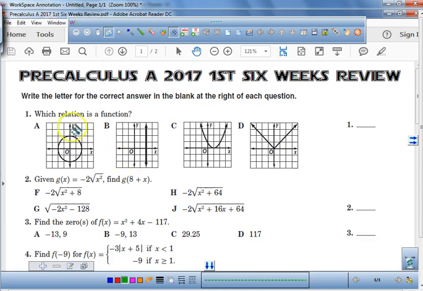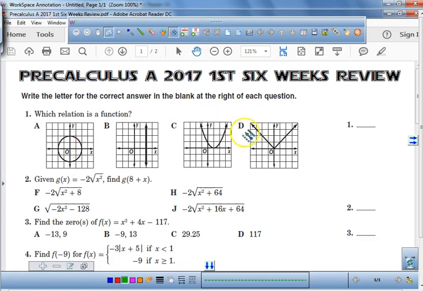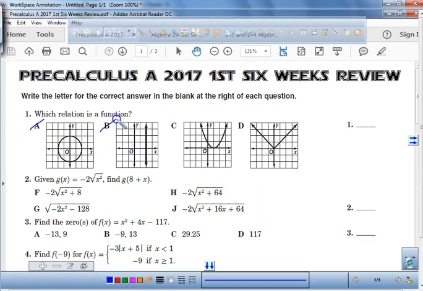And if we do the vertical line test through this one, through this one, through this one, through this one, all right? Right now, it says which relation is a function. Which one is definitely not a function? Which one does not pass the vertical line test? A. What about B? It is a vertical line. It is a vertical line.